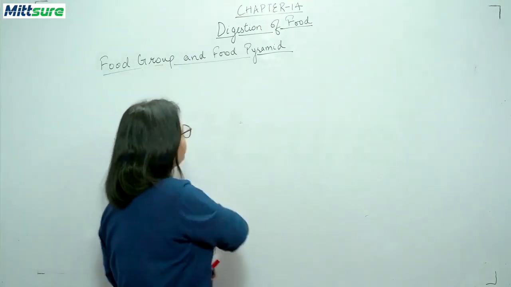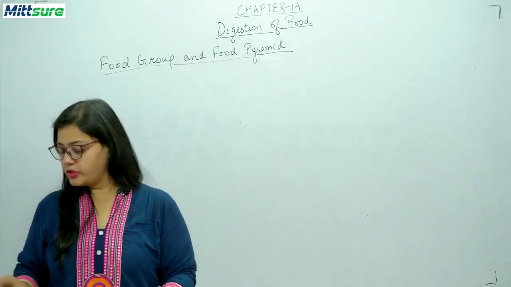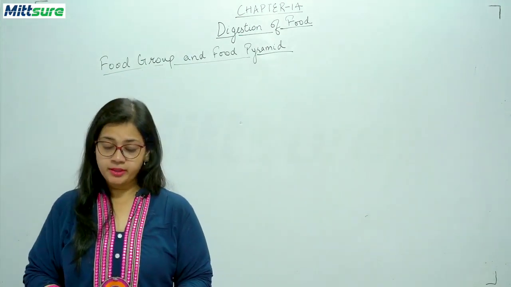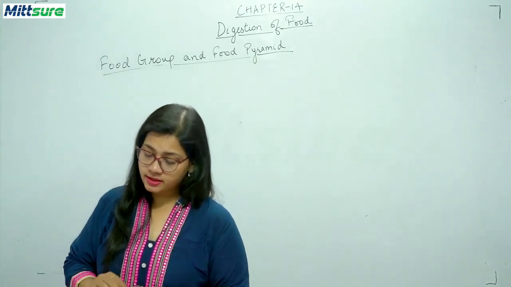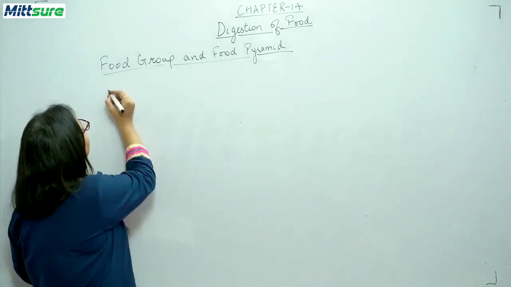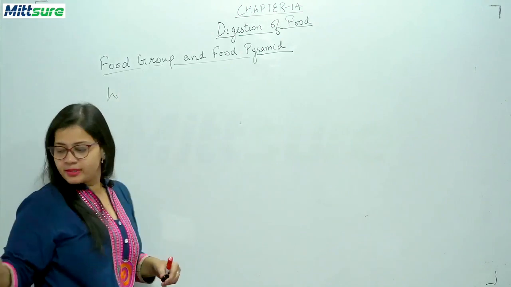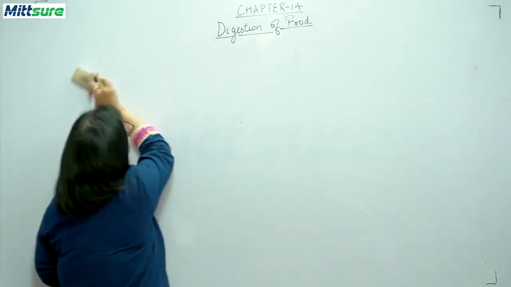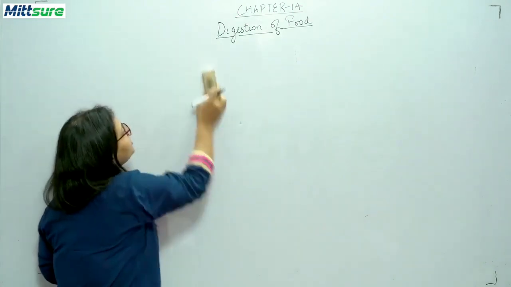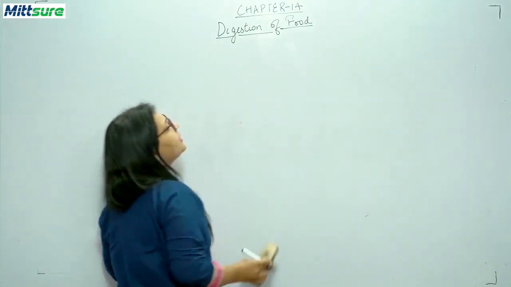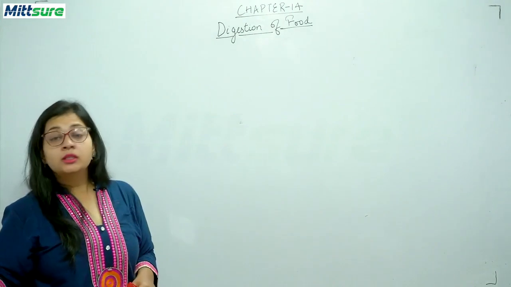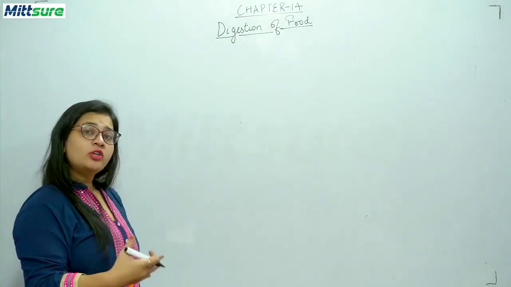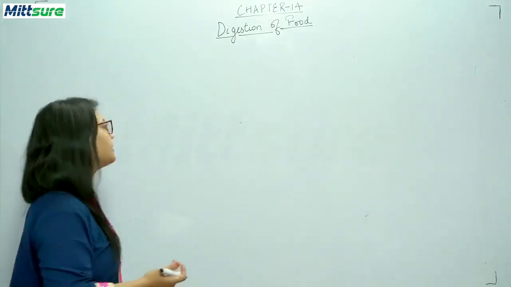Now students, please refer to the image given in your books of this food pyramid, and the heading is food pyramid. Okay, so what is a food pyramid, children? It is the pyramid that discusses how much quantity of food you should take.